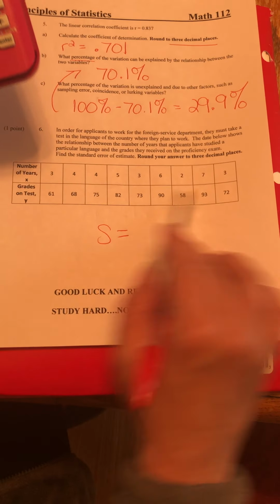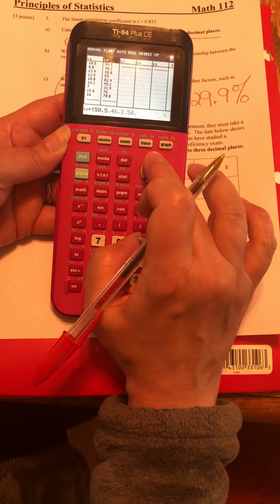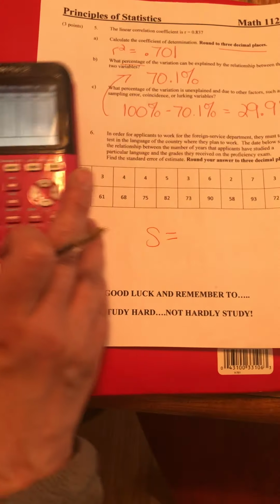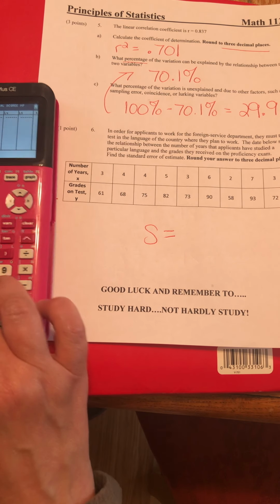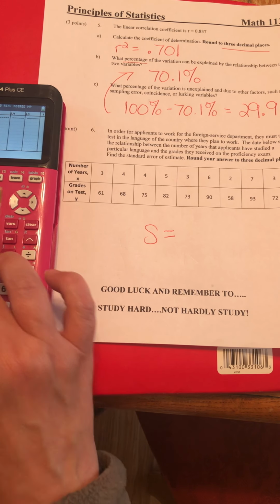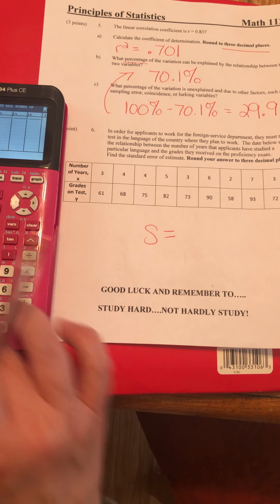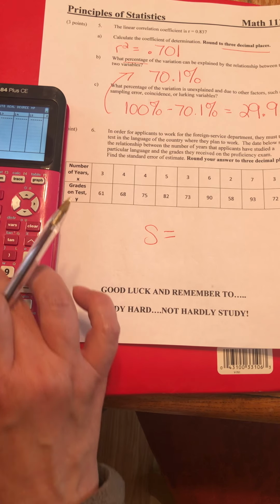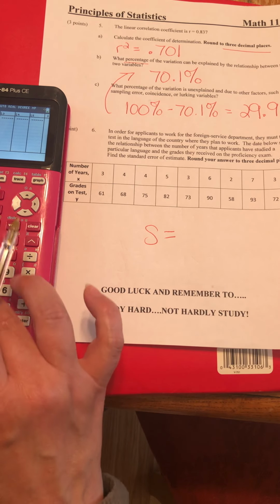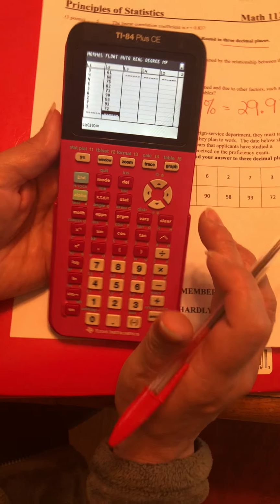So first thing we got to do is enter these into L1, and we got to enter these into L2. So go to Stat Edit. Let's clear out our list from the previous problem. And it looks like, let me go this way, 3, 4, 4, 5, 3, 6, 2, 7, 3. And then in my L2 column, 61, 68, 75, 82, 73, 90, 58, 93, and 72. So I entered those into L1 and L2.